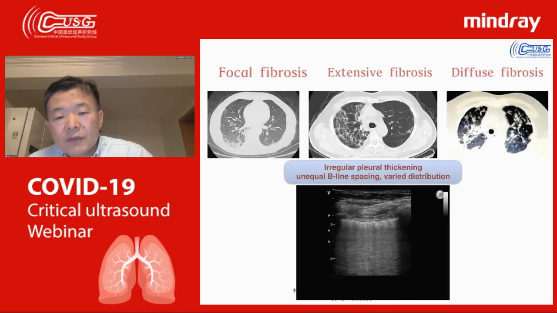And if patients can cross the very difficult or severe phase of this disease, the lung will absorb the infiltration and then become the microfibrosis phase. You will see focal fibrosis, extensive fibrosis, and also diffuse fibrosis. In this condition on your lung ultrasound, you see irregular pleural thickening, unequal B-line spacing, and varied distribution. And the lung sliding becomes very small and limited.